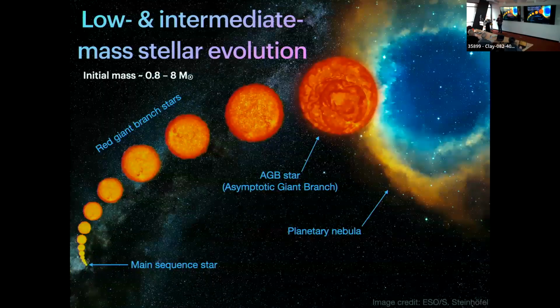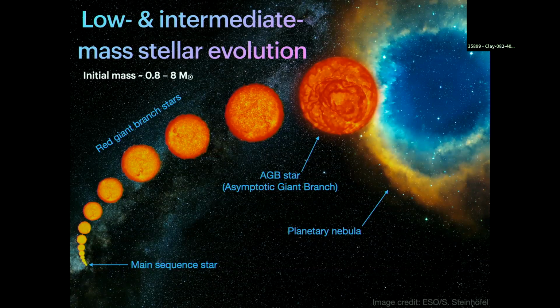So these are low to intermediate mass stars. We normally say with initial masses between 0.8 and 8 solar masses, though this depends a little bit on metallicity. And these are stars that have run out of hydrogen and helium in their cores to burn. They're just having nucleosynthesis happen in some shells, which makes them unstable.